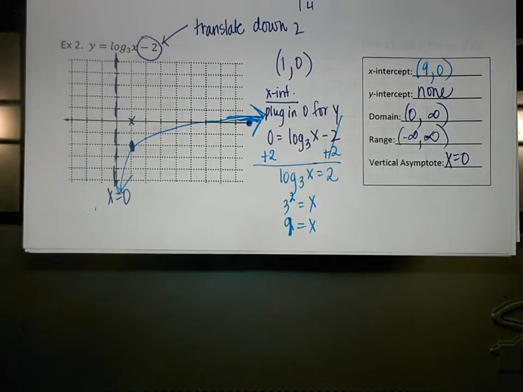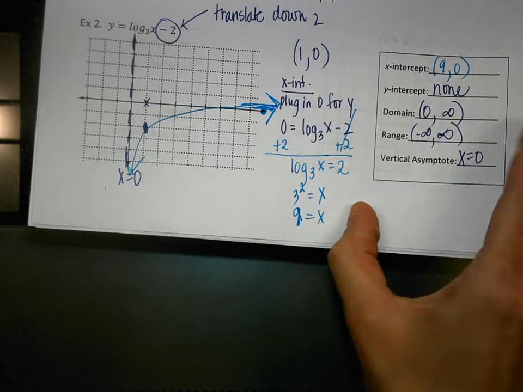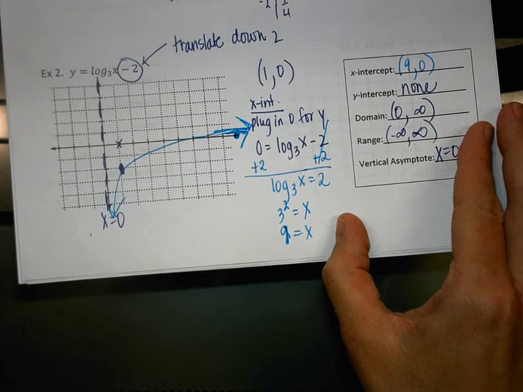Okay, do we have any questions? We didn't have to move the asymptote because we're going up and down, and so it's still at x equals 0. Okay? It's only if we're moving the x value. Was there another question? No? We're good? Okay.